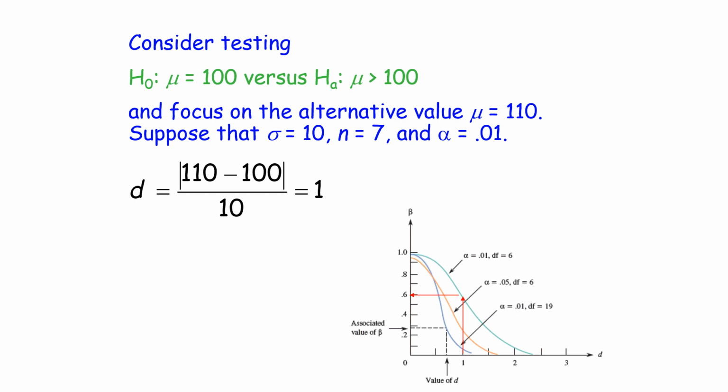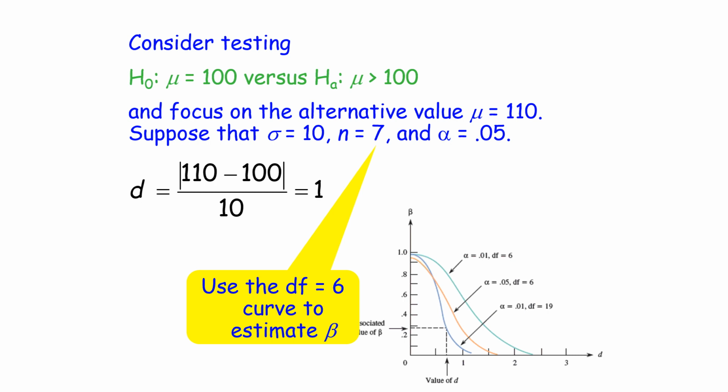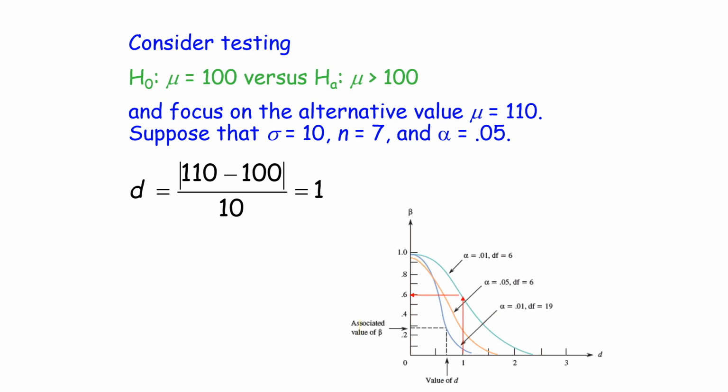I had a bit of a typo there. That should have been an alpha of 0.05. So we'll go over to our alpha equals 0.05 curve, and then over to a beta of 0.6. We're able to say that our beta is going to be approximately 0.6. And our power is going to be approximately 0.4.